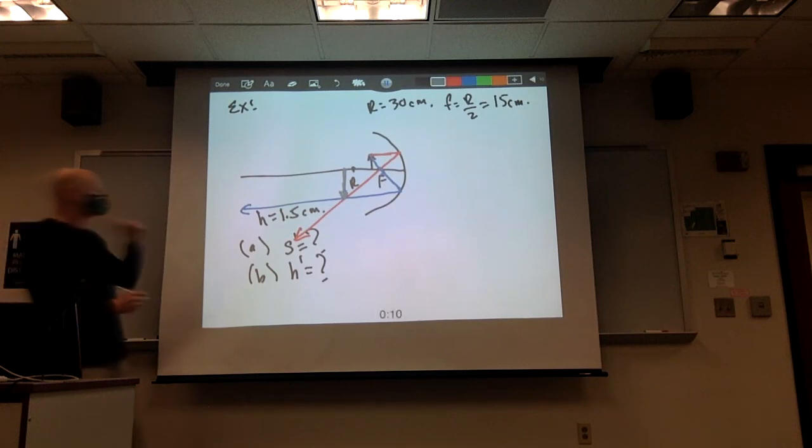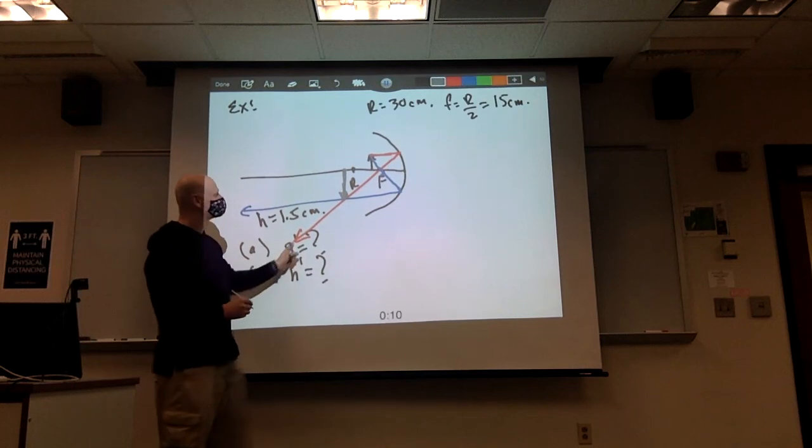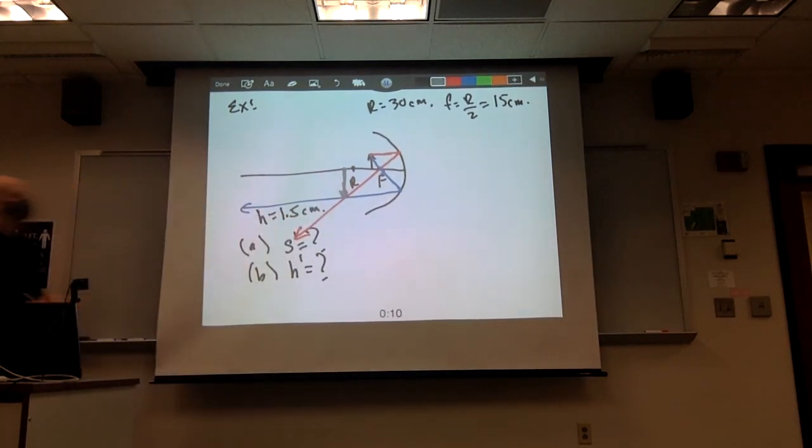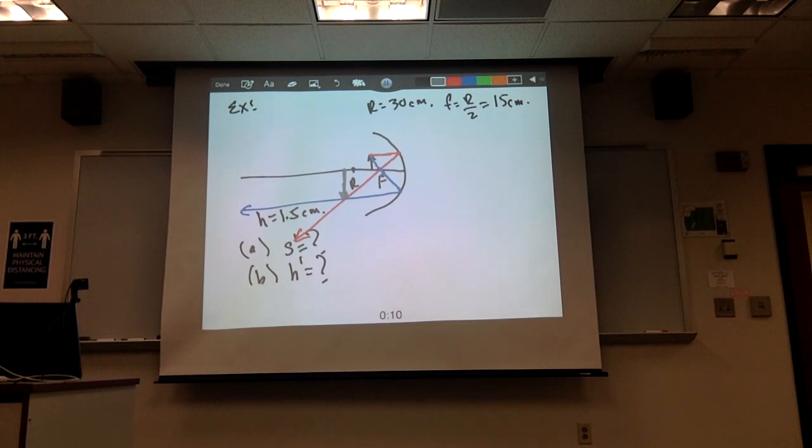So our expectation then is that our image distance here should be greater than the radius of curvature. And the magnification should be larger, so I should see it bigger based off of my diagram. Well, let's go ahead and do that.